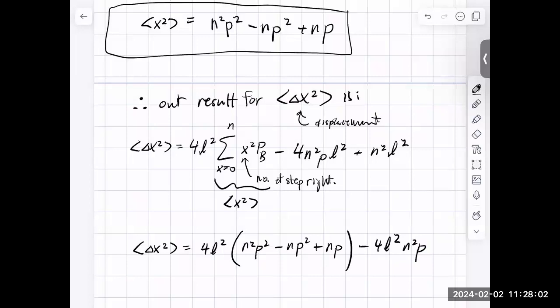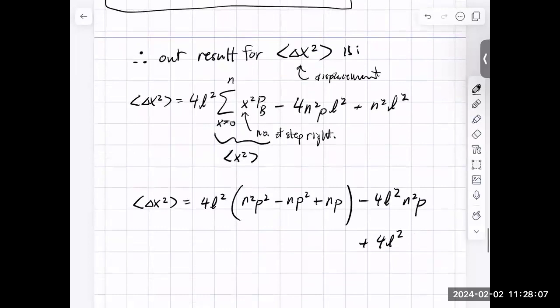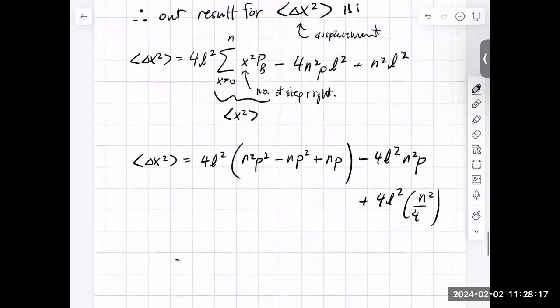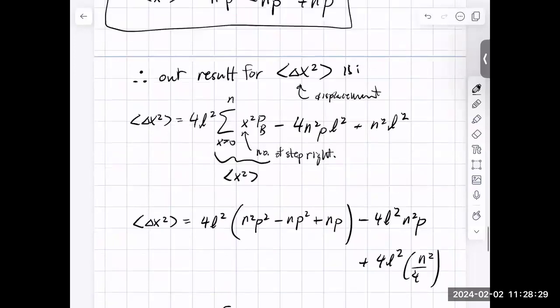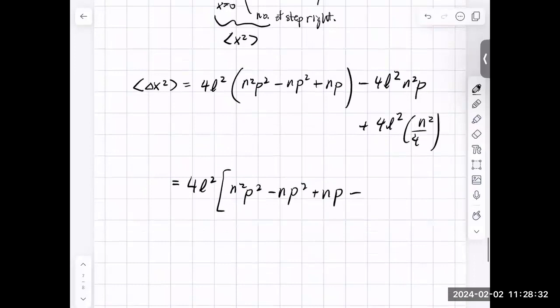And then it's plus, I'll write it as 4L squared, and then I'll write it as n squared over 4. Okay, so the 4's cancel, but this will let me factor out common 4L squared. And so this is equal to 4L squared. And what do we got? n squared p squared minus np squared plus np minus n squared p plus n squared over 4.